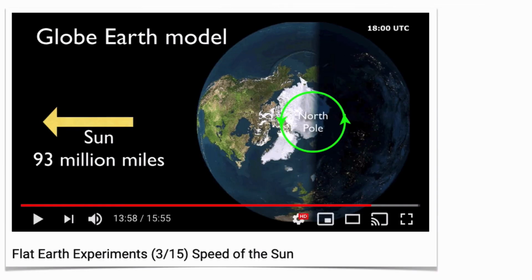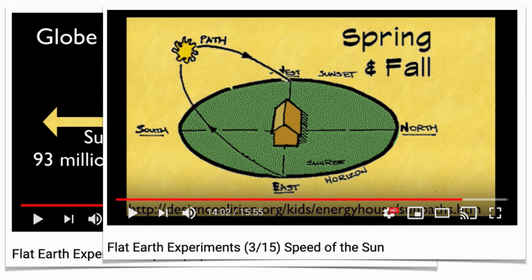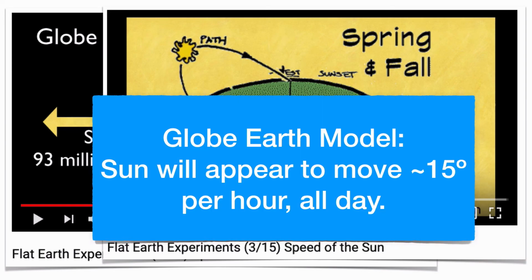Now again, on the globe Earth model, the sunrise and sunset is really just an illusion. It's because the globe Earth is turning on its axis. So the sun is not actually getting closer to us or further away. Therefore, it should travel the same approximate 15 degrees per hour all day.